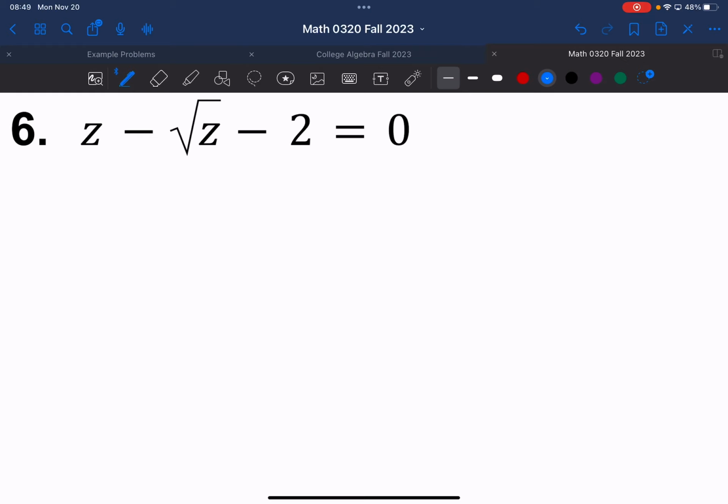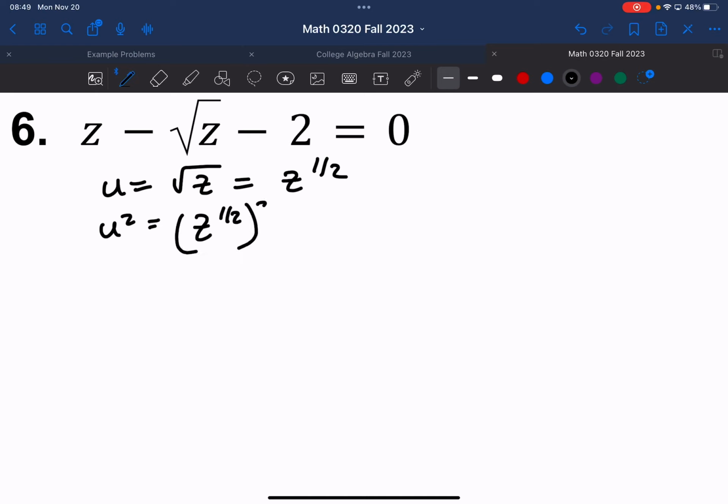Okay, I'm going to go ahead and start going through it. So for number 6, you should have labeled your u as the square root of z, which is the same as saying z to the 1/2. So that means your u squared is z to the 1/2 squared, which is z. Once you have identified your u and your u squared, you plug those in. So I have u squared minus u minus 2 equals 0.